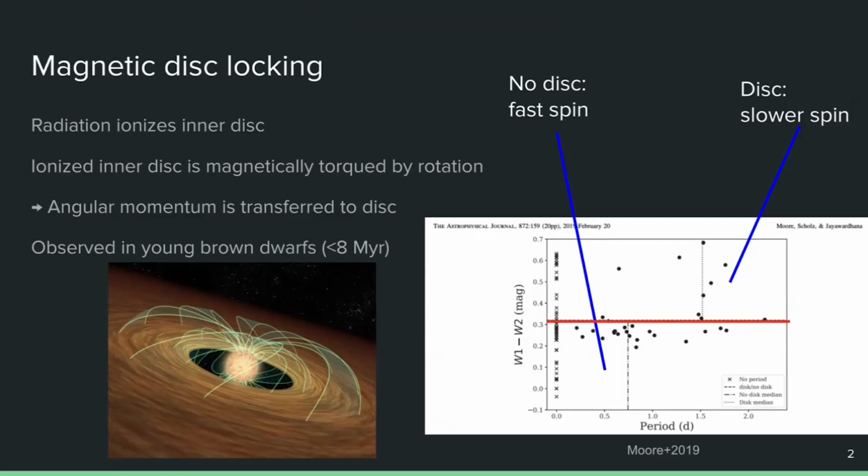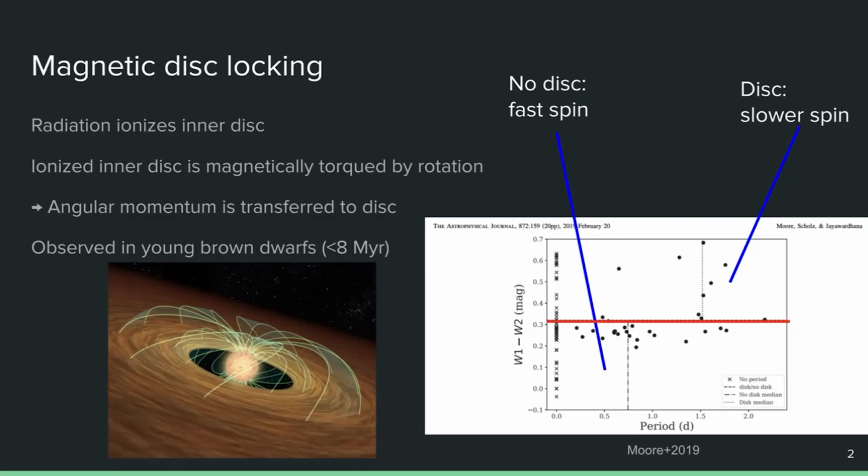So this was contentious for a while, but this is the example I like to show, which is Kevin Moore et al.'s 2019 paper showing at 8 million years when disks are dissipating, if you look at objects that have infrared excess indicating a disk versus no infrared excess indicating no disk, the objects whose disks have dissipated early have had less disk breaking and they spin faster. So that's proof that this effect is occurring.